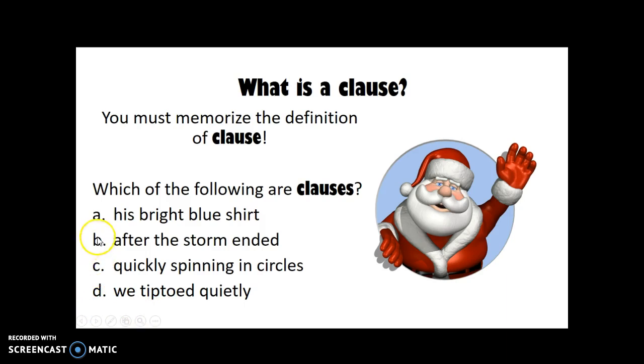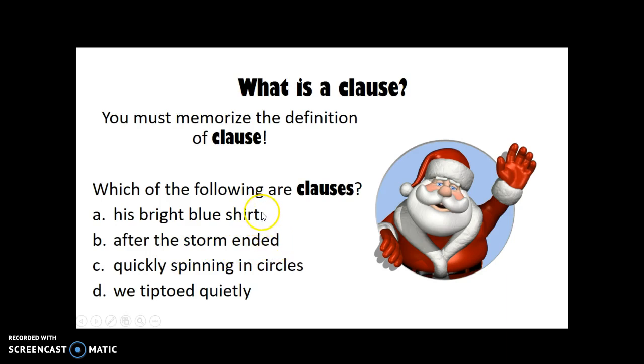Here are the answers: B and D. B is a clause because it is a group of words that have a subject and a verb. Where's the verb? Ended. Who or what ended? The storm. So there's your subject. So subject, verb.